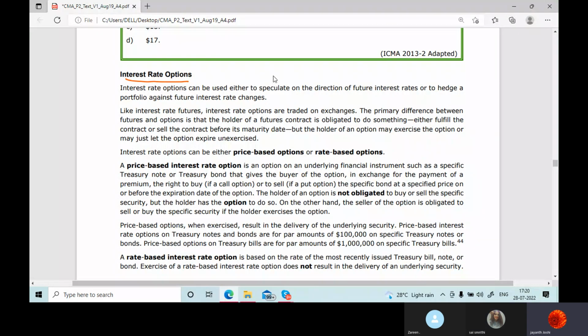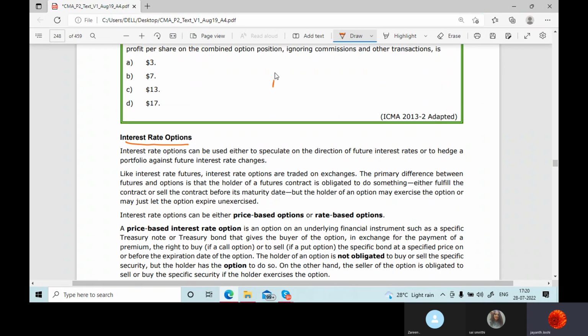So we have discussed options in the previous sessions, and they were completely focusing on stock options. But now we are going to discuss interest rate options. It is very simple to understand. See, suppose there is Mr. A, and he wants to take a loan from ABC Bank.